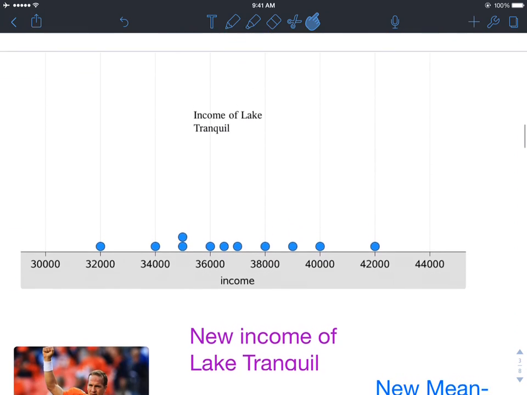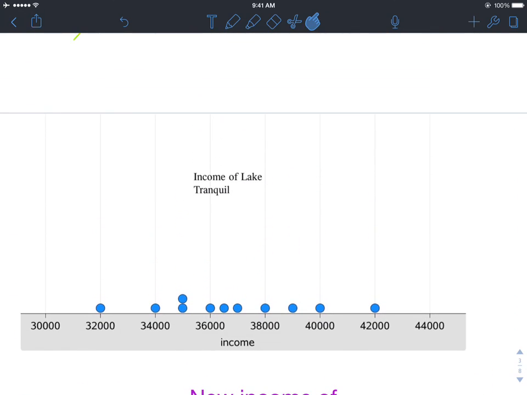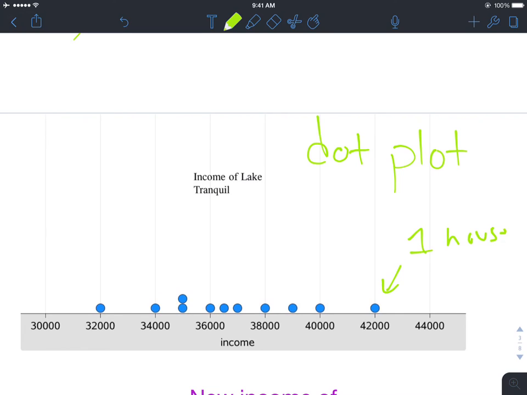Now, if you look at our little table, this is called a dot plot, where each dot represents one household, and this is what the spread is like.